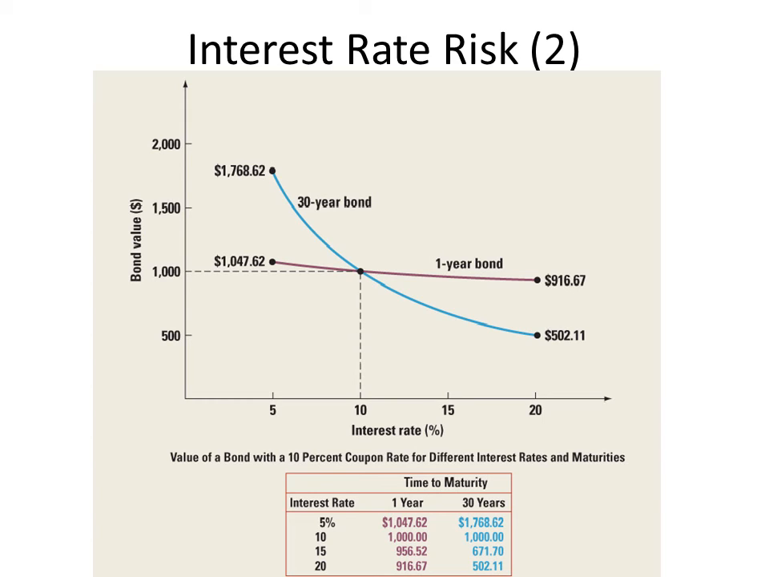The longer term bond will have greater interest rate risk than the short term bond. On the other hand, if we increase the bond interest rate from 10% to 20%, the 1-year bond only loses around 8.3% of its value, whereas the 30-year bond loses nearly half its value. So we can see that the 30-year bond is much, much more sensitive to interest rate changes than the 1-year bond, and this makes perfect sense.